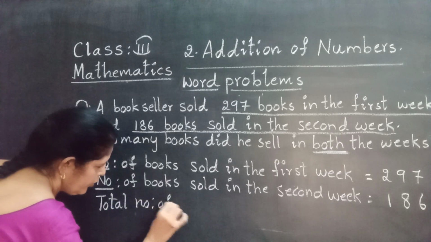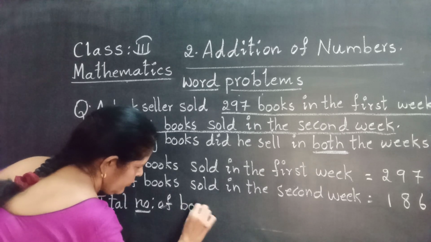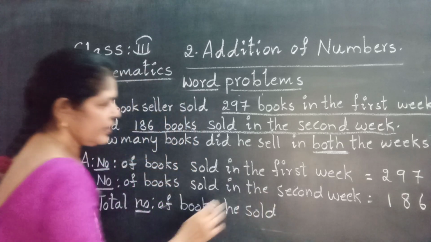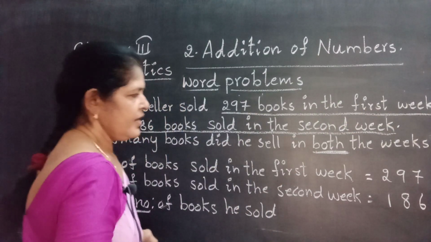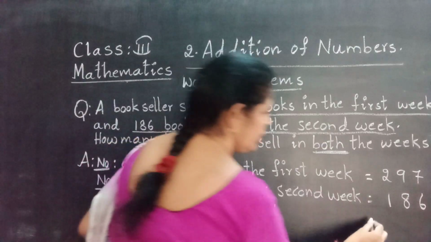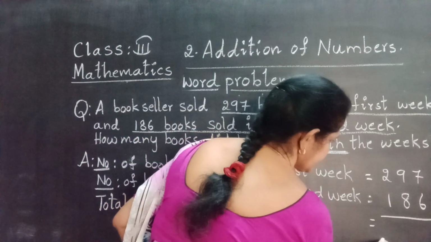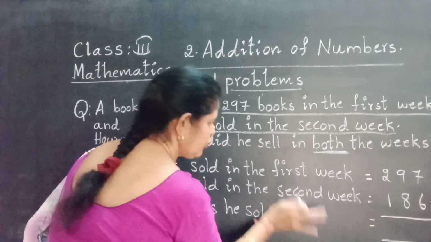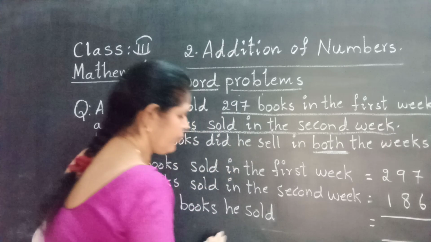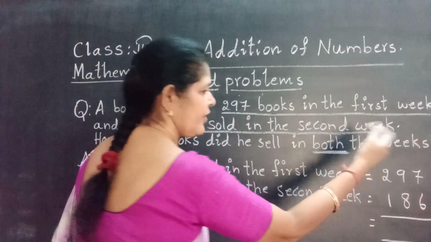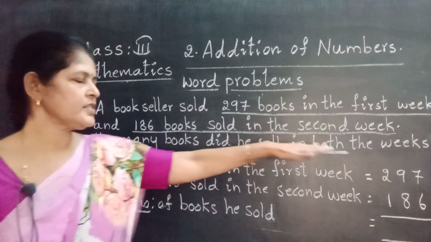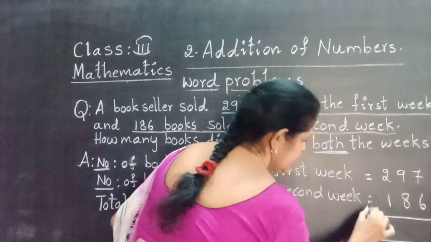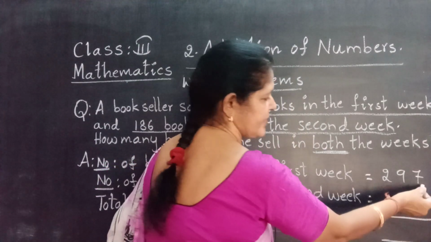Total number of books he sold in both the weeks. Okay? Then total number of books he sold. Enough. Otherwise you have to write it in full. Total number of books he sold in both the weeks. Okay? Total means both the weeks, first week and second week. Put the symbol plus. Start the addition process from the ones place.